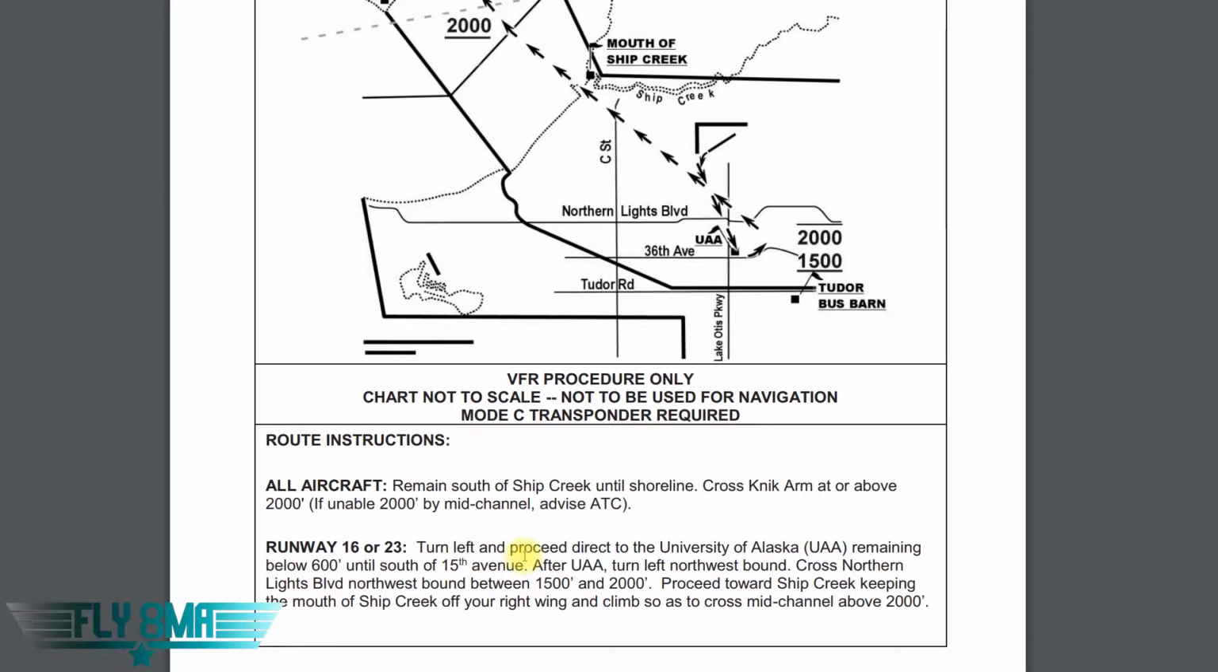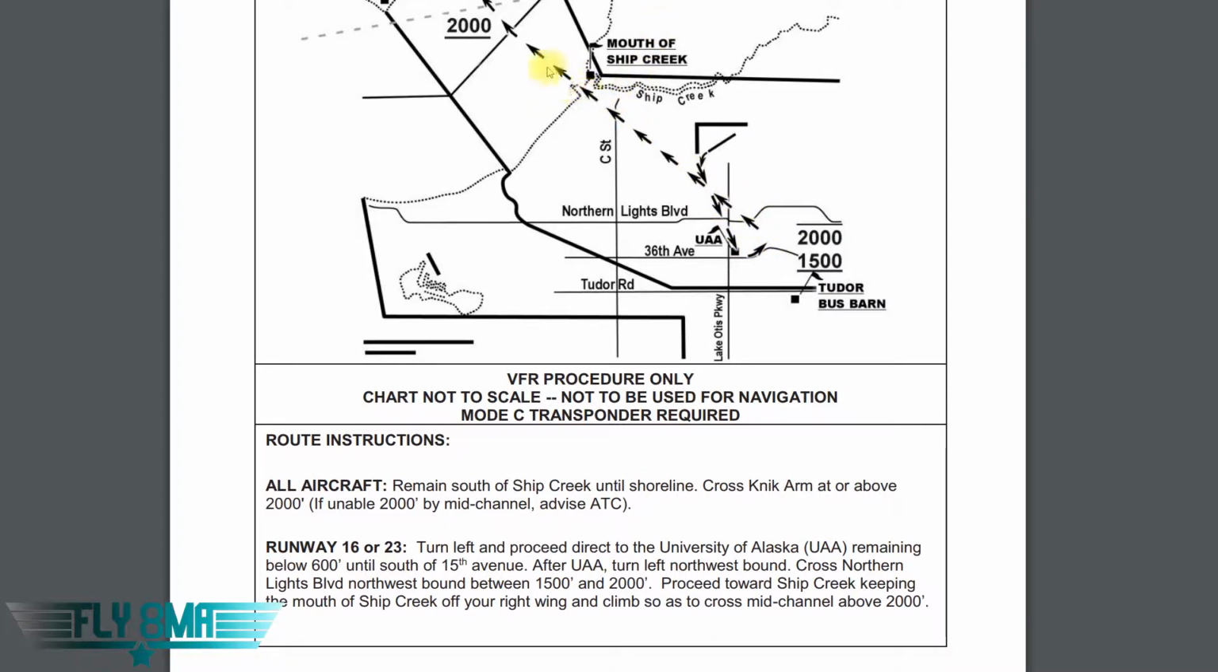So if you have a real high-performance aircraft and you're gaining a whole bunch of altitude, you're off by halfway down the runway and you're rocketing on up, stay below 600 feet until you're south of 15th Avenue. Then go ahead and fly towards UAA, keep on climbing. After UAA, make that left-handed turn to be between 1,500 and 2,000 feet as you fly these arrows northwest bound.